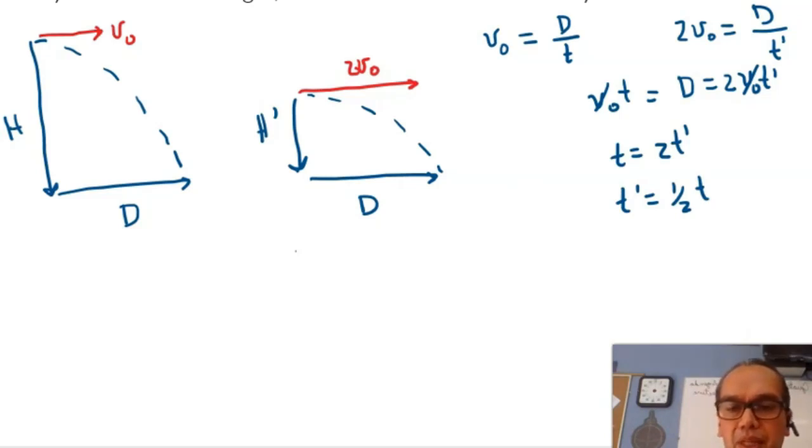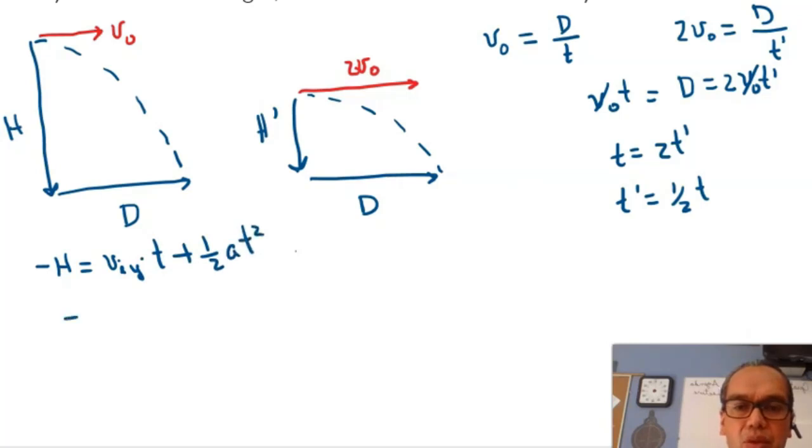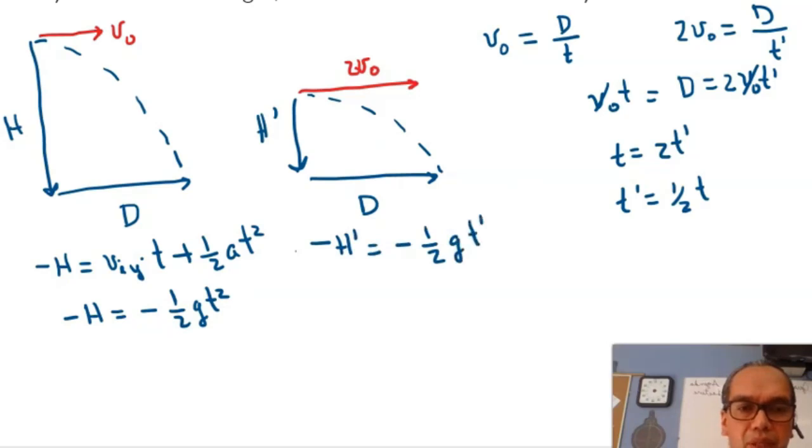As for the vertical displacement, in the first case you have that the displacement is equal to the vertical initial velocity, which is 0, times time plus 1/2 acceleration times time squared. So minus h is equal to minus 1/2 g t squared. In the second part, minus h prime has to be equal to minus 1/2 g t prime squared.